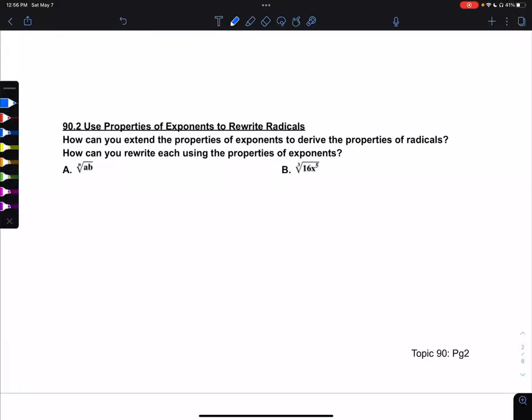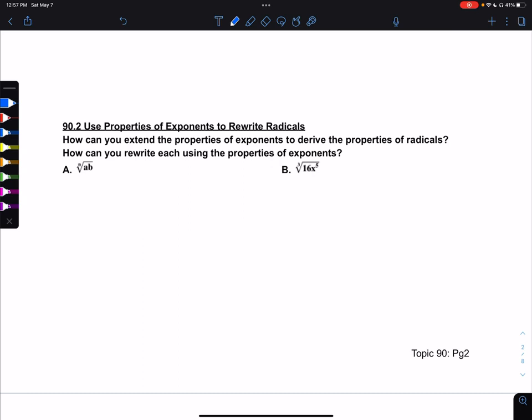Here in this video, we're going to look at topic 90, example 2, use properties of exponents to rewrite radicals. So there's two questions. How can you extend the properties of exponents to derive the properties of radicals? That'll be for part A, and then part B, how can you rewrite each using the properties of exponents?